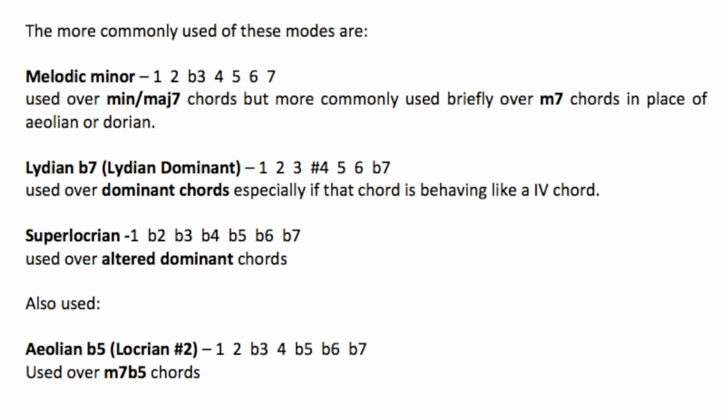The more commonly used of these modes are melodic minor, which is used over minor major 7 chords, but more commonly used briefly over minor 7 chords in place of Aeolian or Dorian. Lydian flat 7 is used over dominant chords, especially if that chord is behaving like a 4 chord, but with a minor 7th. Superlocrian is used over altered dominant chords. Also, but less commonly used, is Aeolian flat 5, which is used over minor 7 flat 5 chords.